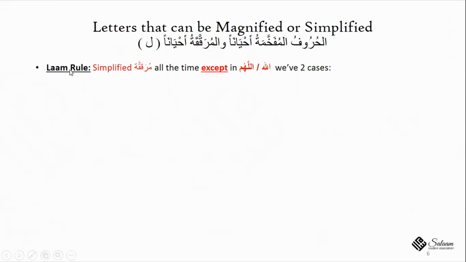So the rule with lam is different than alif. The rule with lam is it's muraqqaqa all the time. It's simplified except in the lafz al-jalala, Allah or Allahumma. So only in Allah or Allahumma you will see this lam mufakhama.